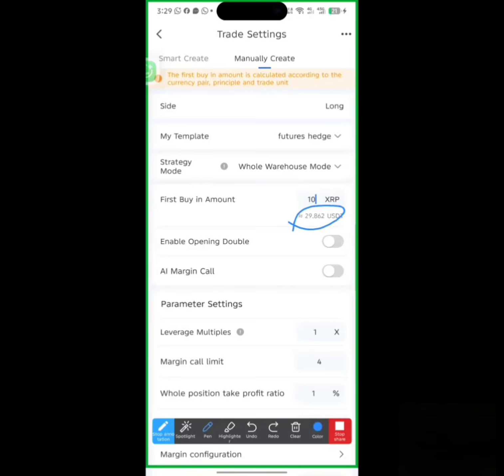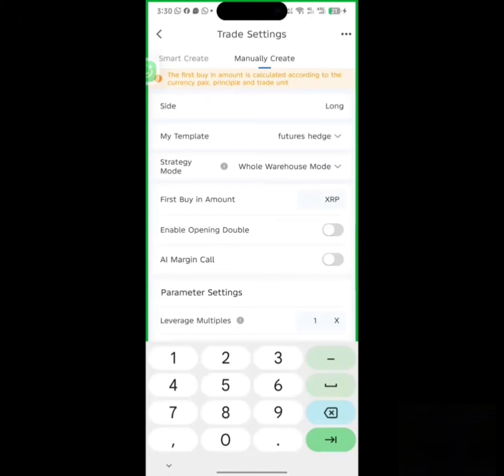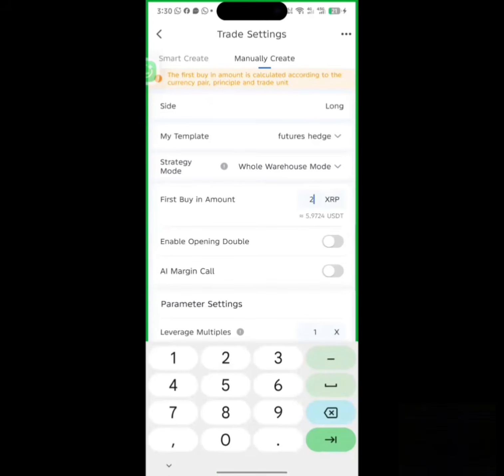The first thing that should come to your head is you have to reduce this 10 to give you the 10 that you need. Now you put 10, it gives you 29. So you must reduce that 10 to a smaller number. Let me reduce it to 3. Now it has given me 8. Reduce the 3 to 2. Now it has given me 5.9. Now if I say 1.8, 5.3. If I say 1.7, you see 5.0.